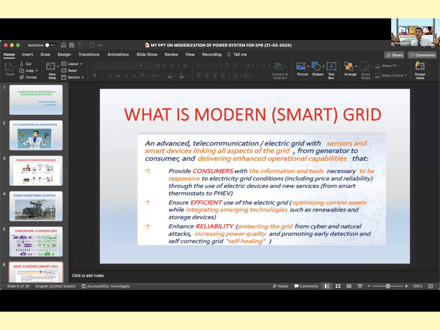What is smart grid? In fact, it gives power to my consumers. It makes my system efficient. It enhances my availability and reliability. It enhances the protection and the safety.